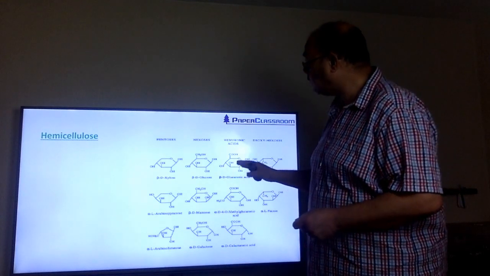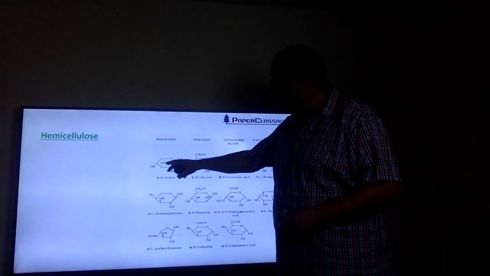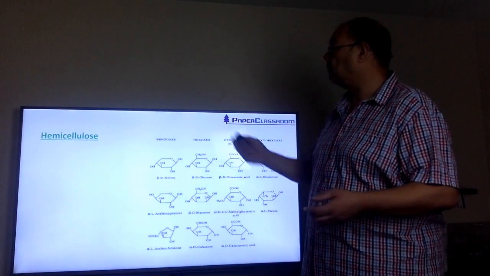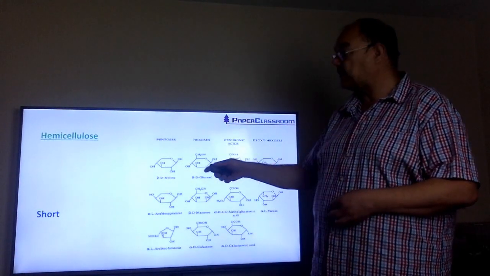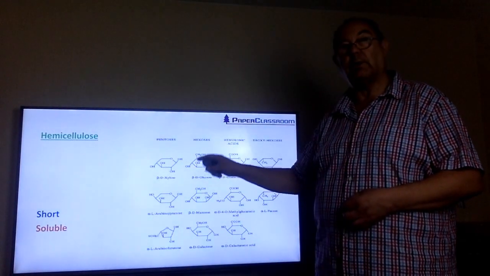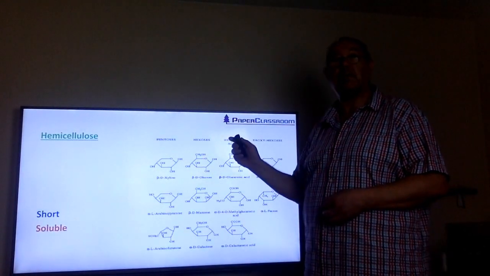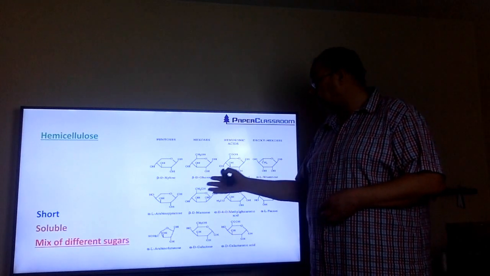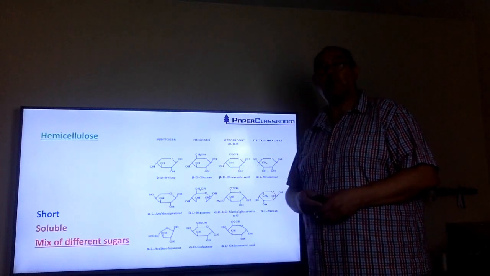But the important thing to remember is that they're all full of these OH groups, and that's what we need, the OH groups, for the hydrogen bonding. So hemicellulose is short and it's soluble. Those are the 2 important characteristics that you need to remember. That's all you need to remember. And it's usually a mixture of different sugars.